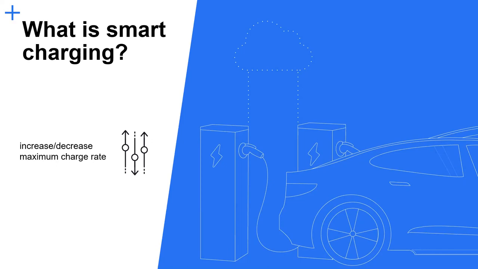So it's not possible to tell an electric vehicle you have to charge at 12 amps, because this will be very dangerous. If the battery is already full and we force it to charge, then it will actually explode. So this is, of course, not allowed. So we can only set the maximum charge rate. But we can work with it.